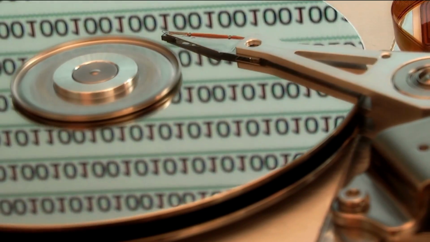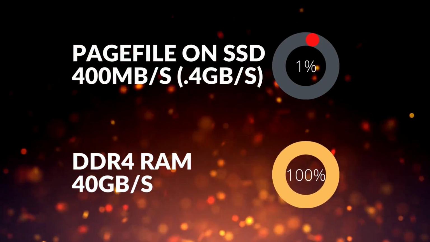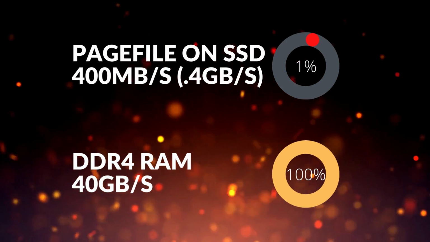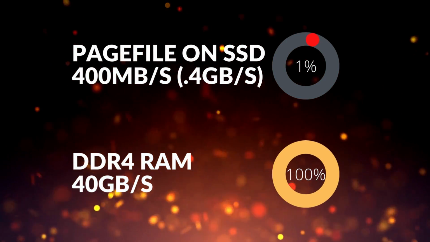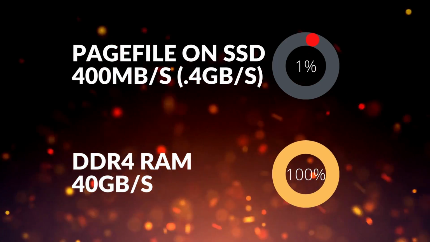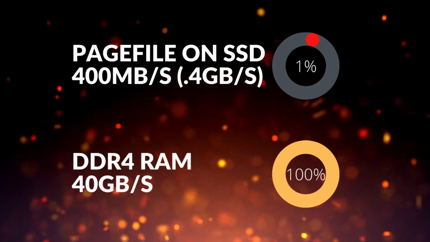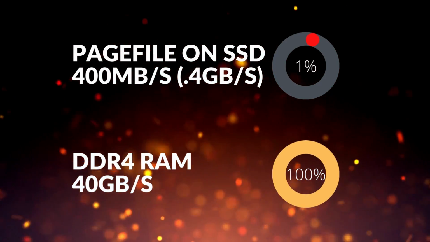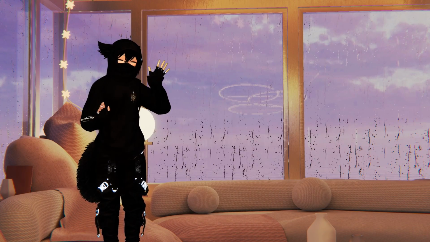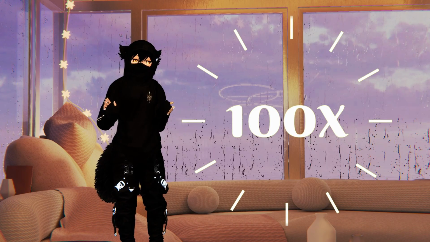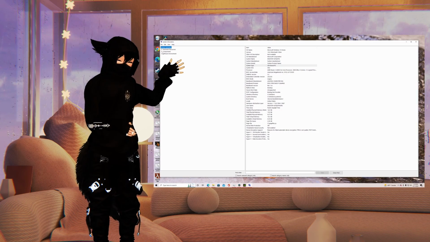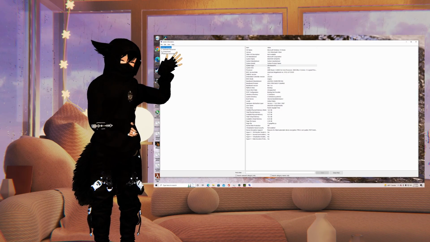And for a comparison here, a normal SSD is 400 megabytes per second, right? A RAM is roughly, the DDR4 in here at least, almost 40 gigabytes per second. So that's 0.4 gigabytes per second versus 40. That's a 100 times increase.